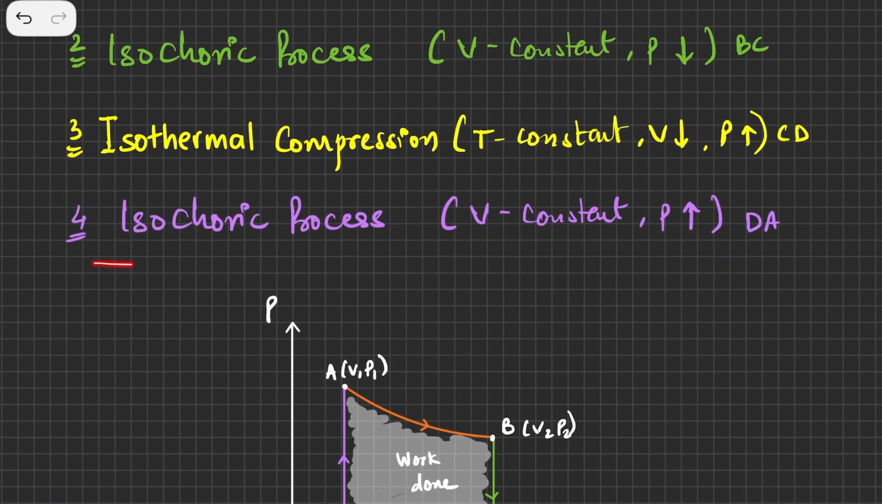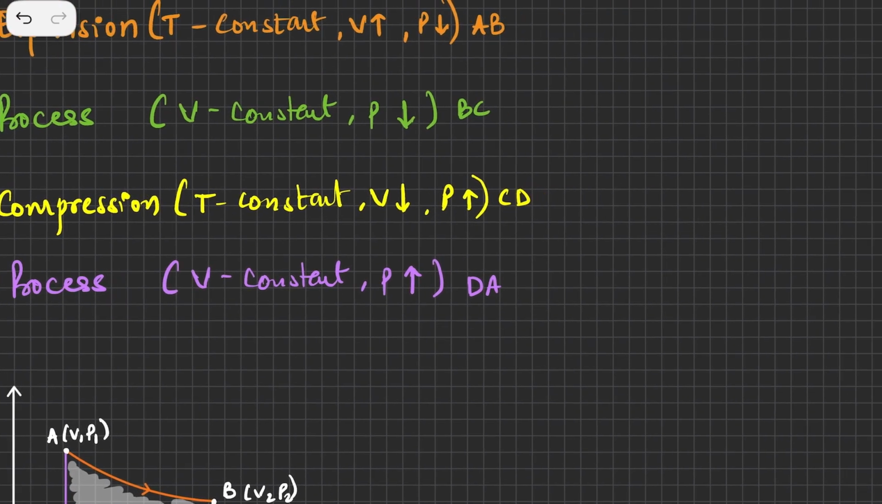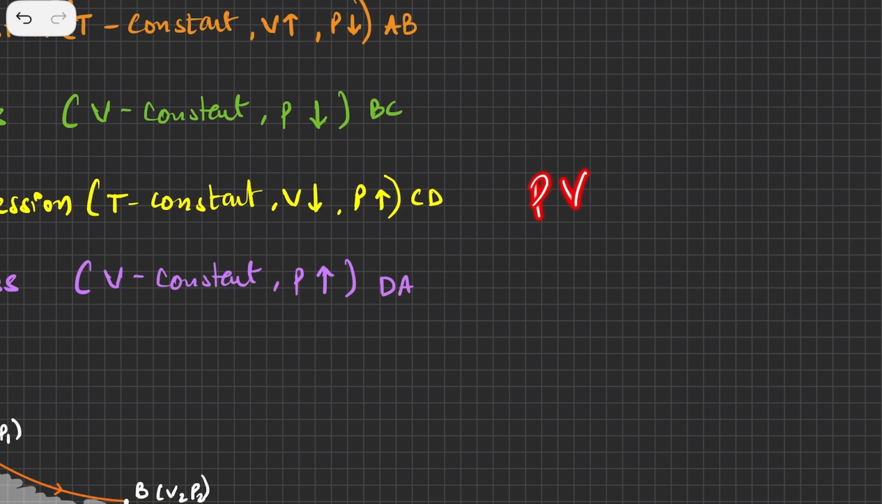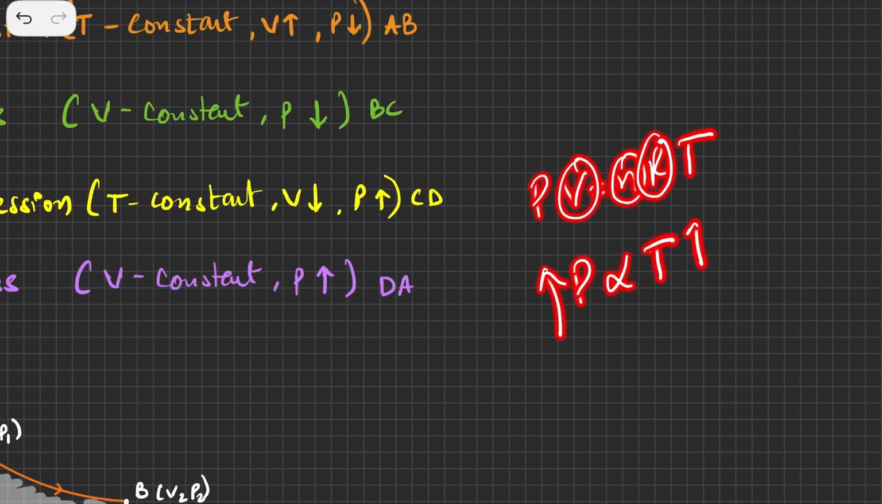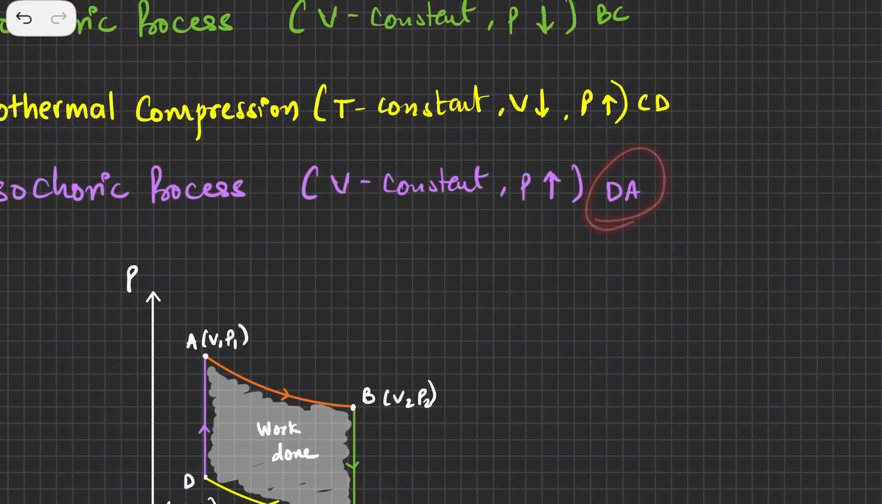Then next comes the isochoric process. Again, in an isochoric process the volume is kept constant, but here the pressure is going to increase. As I said, PV is equal to nRT, our ideal gas equation. If volume, n, R are kept constant, pressure is directly proportional to temperature. So if pressure increases, the temperature will also increase. This is represented by DA in the graph.